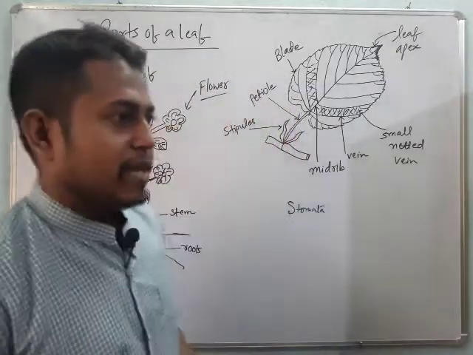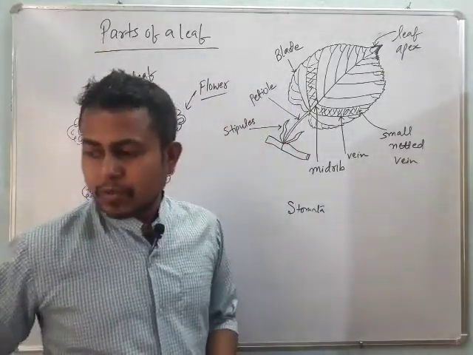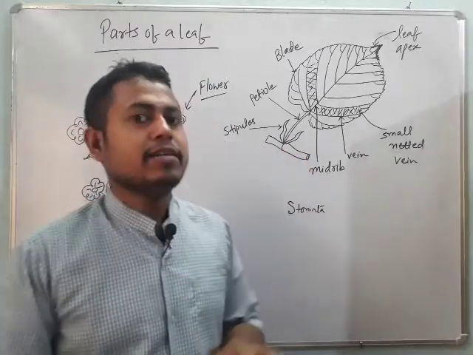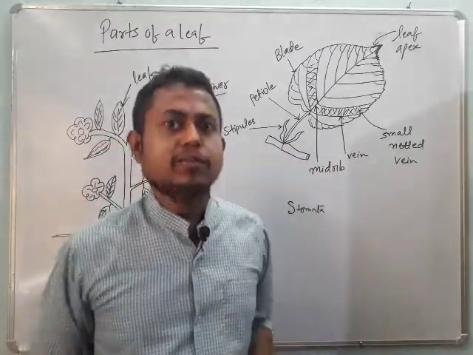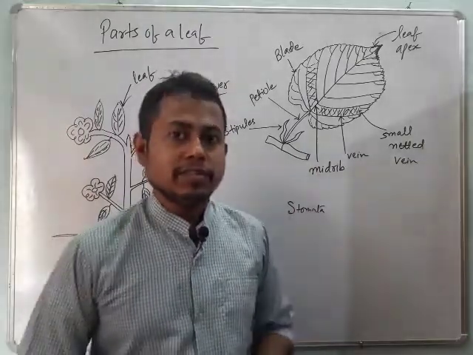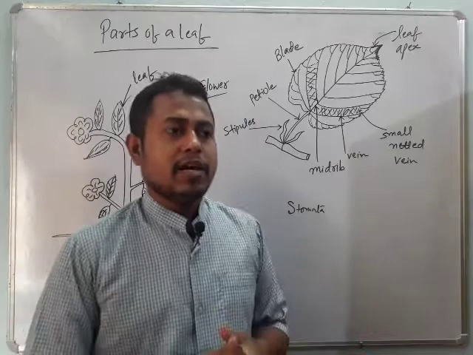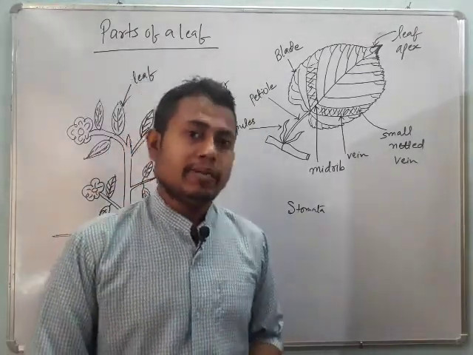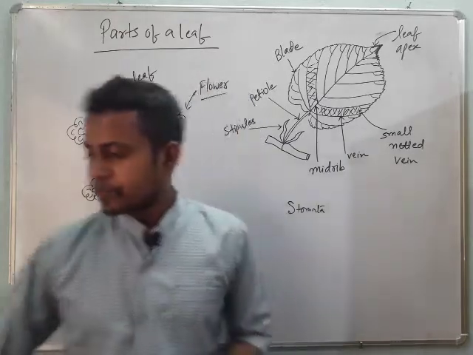So, parts of a plant. Before that we have to understand the structure of plants. Plants are very special for all of us. Why? Because we get oxygen from the plants, and we human beings and animals release carbon dioxide. Understood?